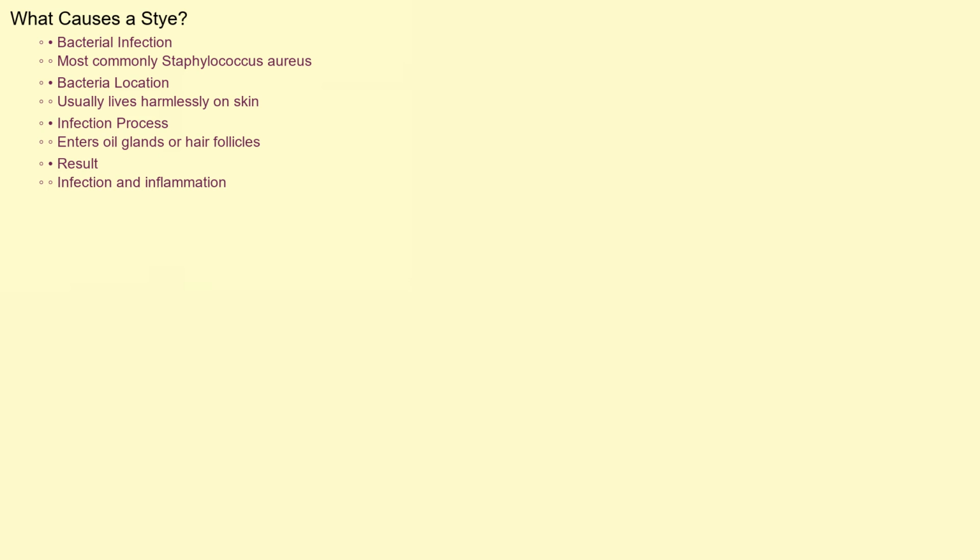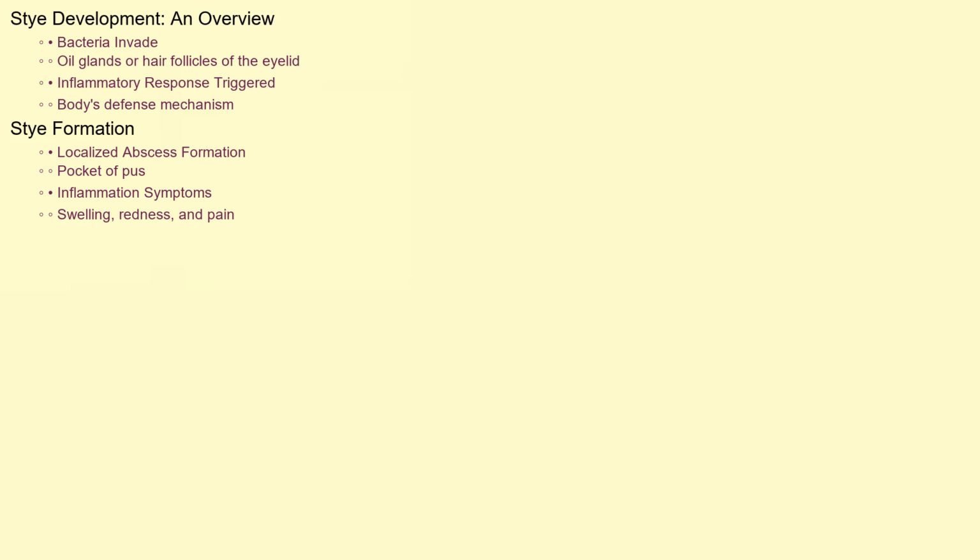A stye is usually caused by a bacterial infection, most commonly Staphylococcus aureus. This bacteria often lives harmlessly on our skin, but it can sometimes enter the oil glands or hair follicles of the eyelid, leading to infection and inflammation. Let's break down the process of how a stye develops.